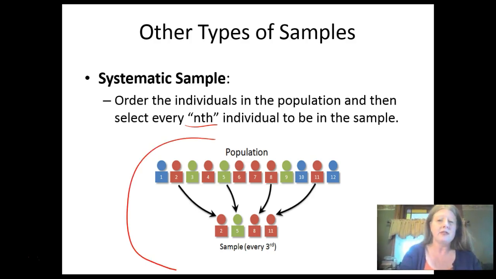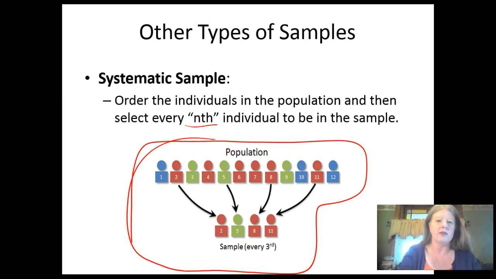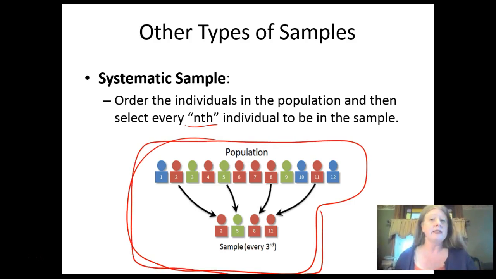And again, this is just a quick diagram to show what this looks like. If you're using some kind of scheme where you're taking every 10th person or every 8th person or every 3rd person, etc., you are using what's called a systematic sample. It's not a purely random sample, but it can be better than just a regular convenient sample.